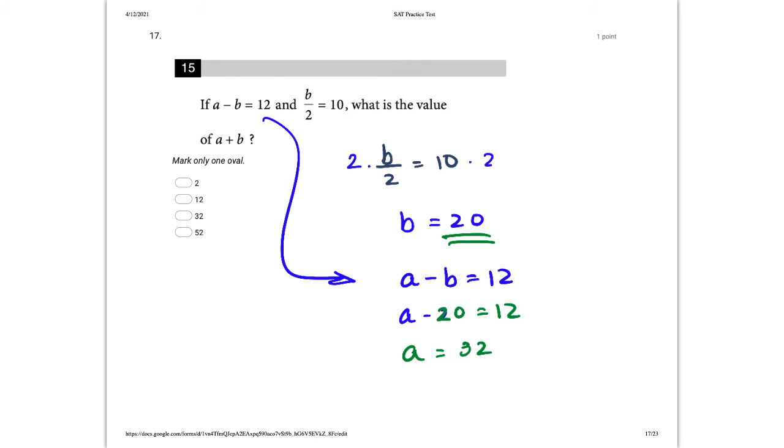What is a plus b? Well, that's 20 plus 32. That's 52. So we can use the second equation here to find b. Now that we know b, we can find a. Then we can find a plus b.